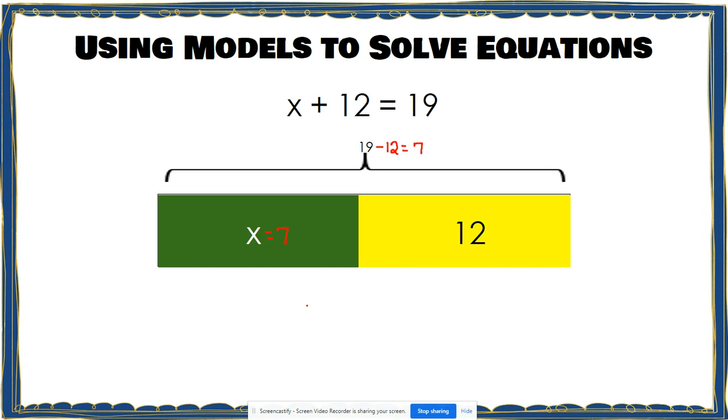I can show this on my equation because I know that x plus 12 is equal to 19. I can show this by saying that I would subtract 12 from x, and I also would subtract 12 from 19. If I do that, my 12 minus 12 is 0, and x plus 0 gives me x. And then 19 minus 12 gives me 7. So I get x equals 7 by using the inverse or opposite of adding 12.